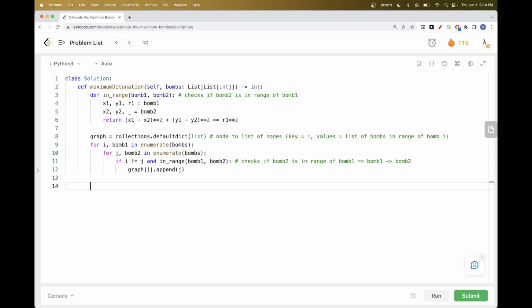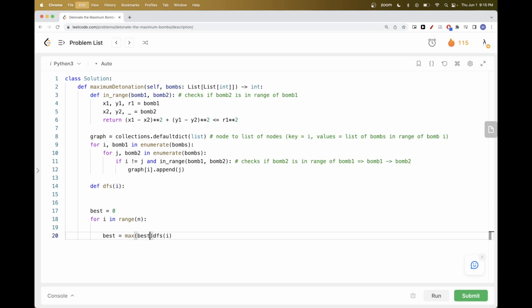Now we just need to do our DFS, right? And so to do our DFS, let's just define a function called DFS at I. And now we want to go through every node. So let's just go through all the BAMs. And for each one of them, we want to do DFS at that one. But we also want to keep track for each one of them how many nodes it can reach, so that we can get the maximum nodes we can reach. So that's what we'll do here. Best is equal to the max of the best and the number of nodes this DFS can reach. And then at the end, we want to return the best we have. Okay.